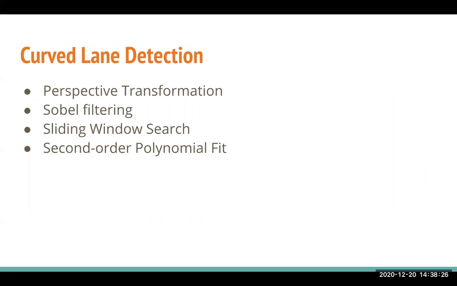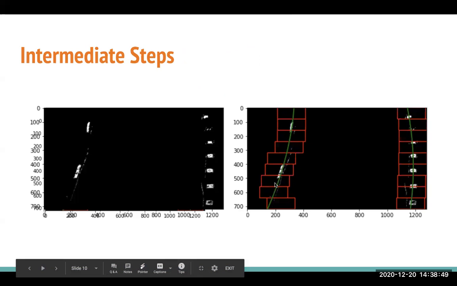Therefore, we introduced the curved lane detection algorithm to conquer this limitation. First, we convert the original image to the bird's eye view. Then, we use Sobel filtering to get the binary edge map. We applied sliding window search to remove the noise and detect lanes. Finally, we used second-order polynomials to fit the lane and convert it back to the original view. These 2 images show the intermediate steps of the Sobel filtering and sliding window search.